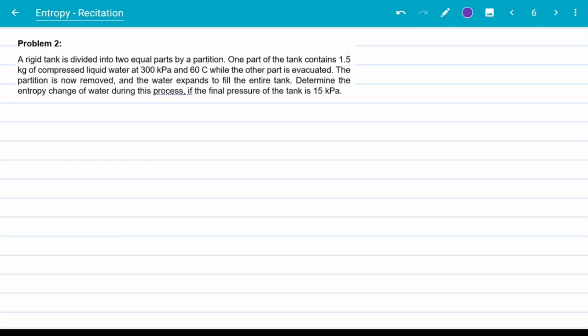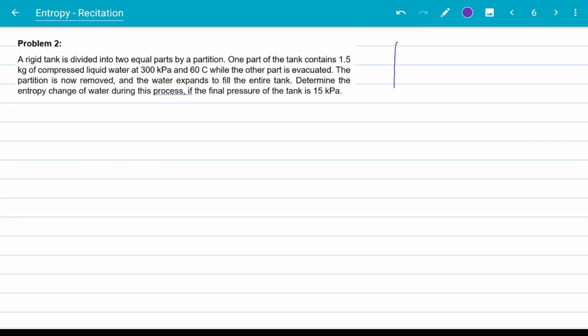Okay, problem 2. We have again a rigid tank that is divided into two equal parts by a partition. One part of the tank contains 1.5 kilograms of compressed liquid water at 300 kilopascals and 60 degrees Celsius, and the other half is evacuated, is empty. The partition is removed and the water expands to fill the entire tank. If the final pressure inside the tank is 15 kilopascals, determine the entropy change of water during this process.